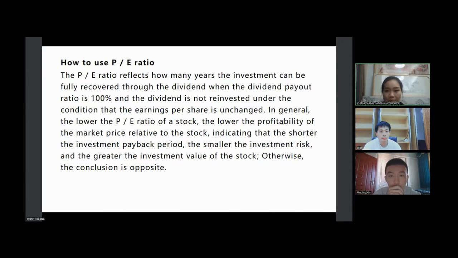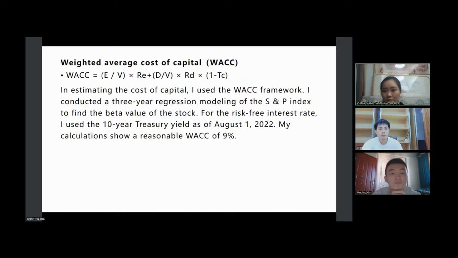Next is Zhou Bing. Weighted average cost of capital. In estimating the cost of capital, I used the WACC framework. I conducted a 3-year regression modeling against the S&P index to find the beta value of the stock. For the risk-free interest rate, I used the 10-year Treasury yield as of August 21st, 2022. My calculation shows a reasonable WACC of 9%.